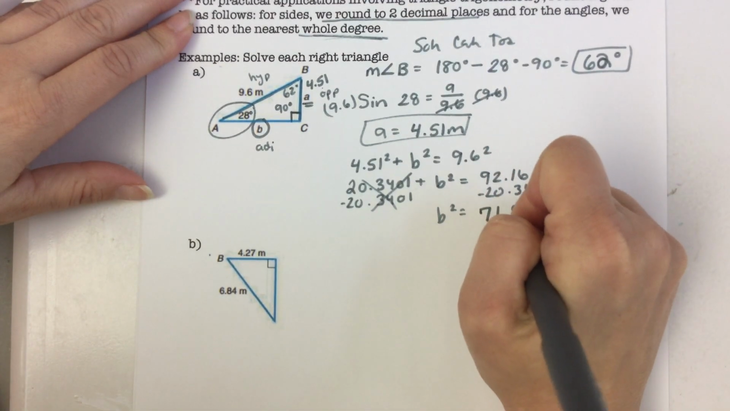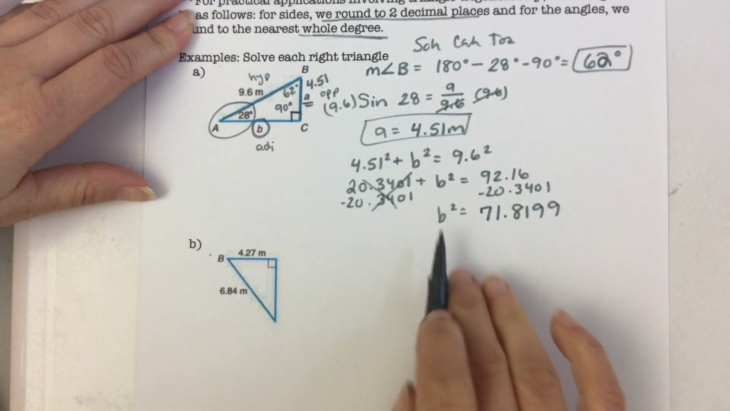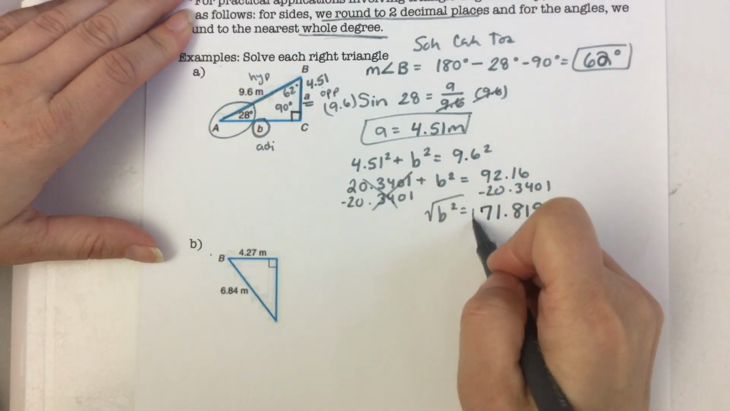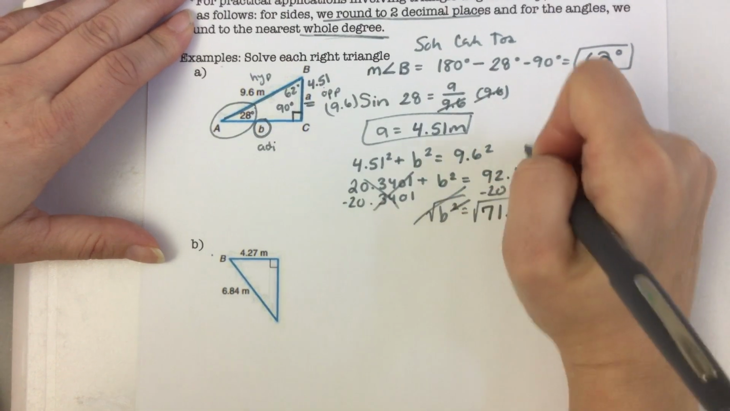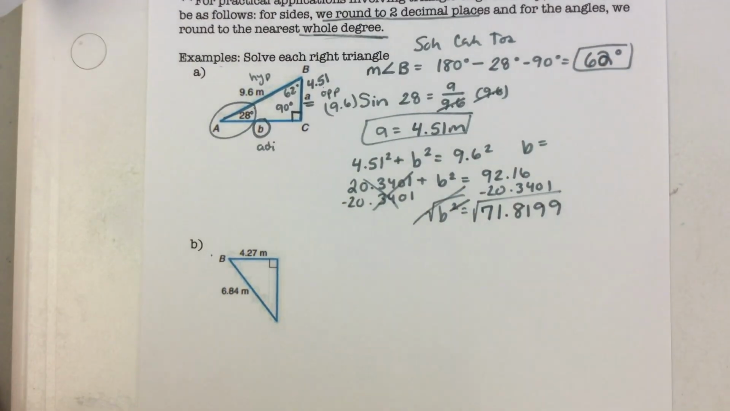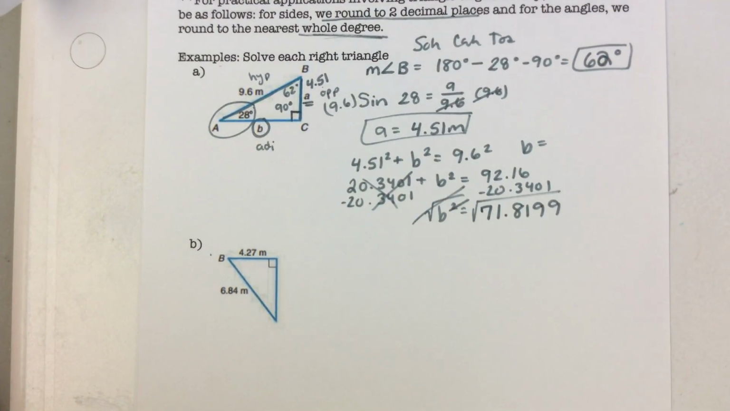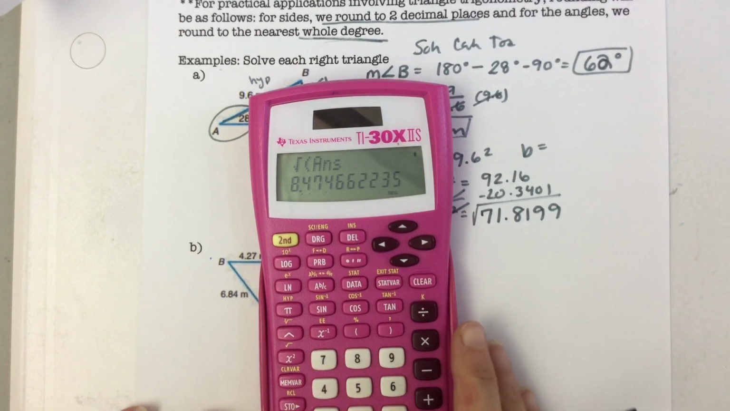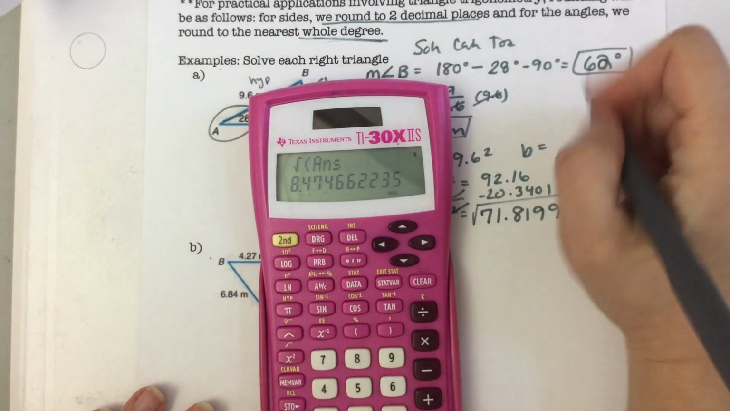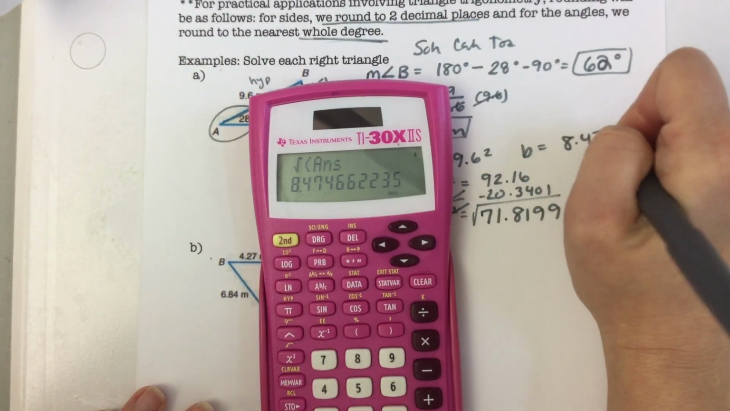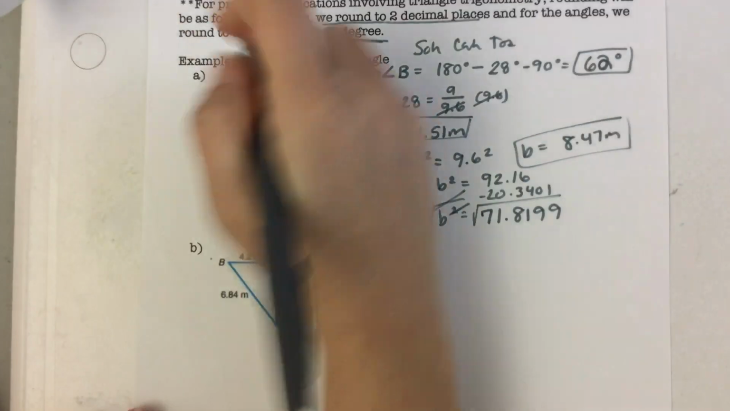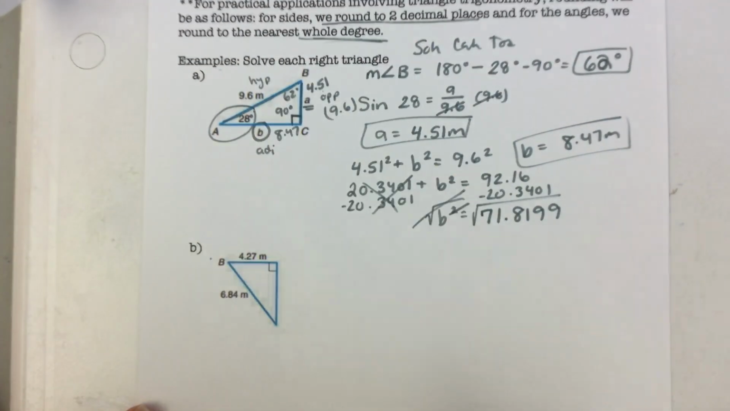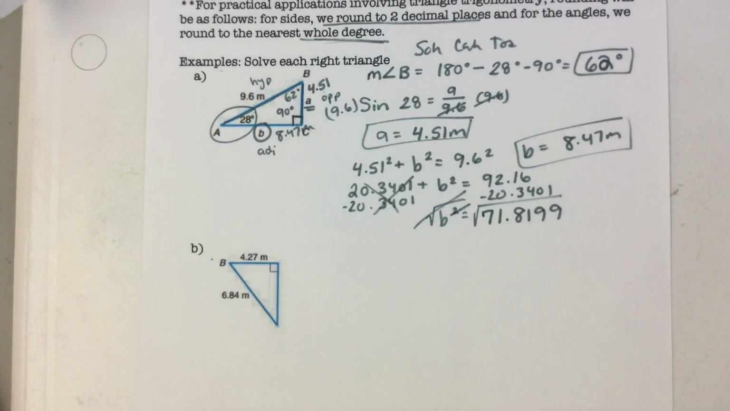This is 71.8199. To cancel a power of 2, you have to do the square root. A square root cancels a square. So B is the square root of 71.8199. This is a side, so we are going ahead and rounding it to 2 places. So this would be 8.47 meters.